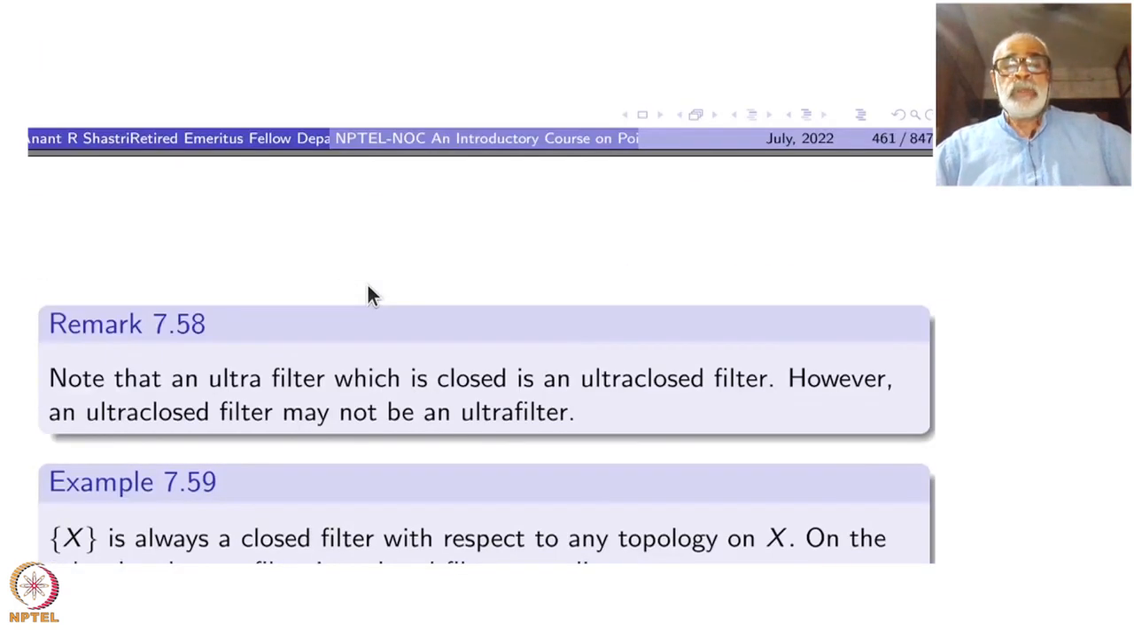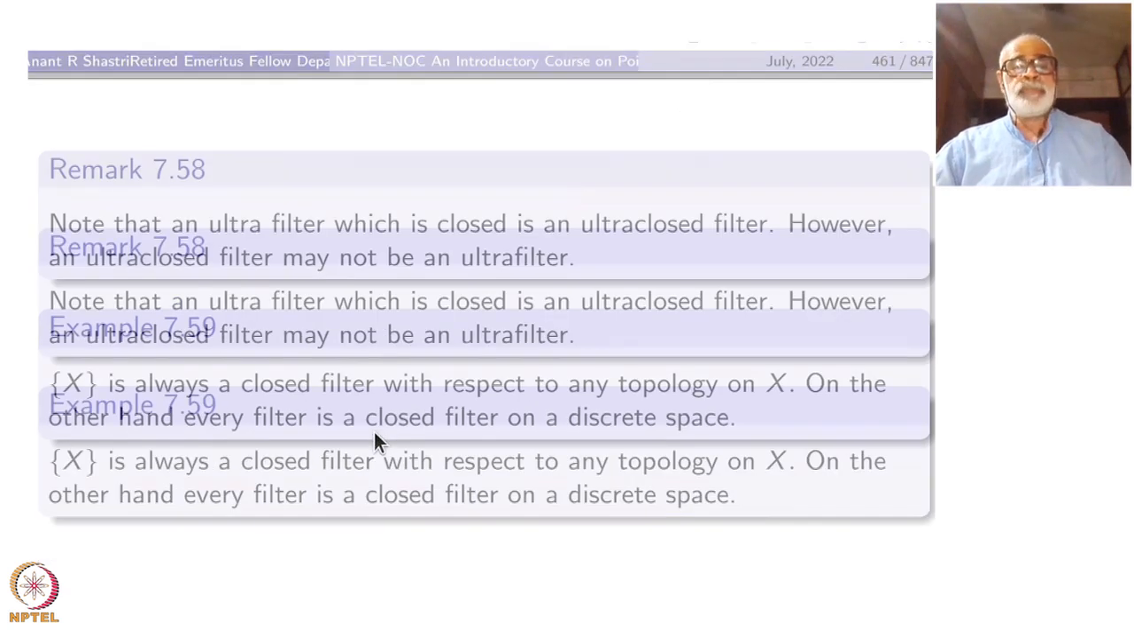Now, if an ultra-filter is a closed filter, then it is an ultra closed filter because it is already maximal in the collection of all filters. On the other hand, if you start with an ultra closed filter, this may not be an ultra filter because it is maximal only in a subclass. So there may be larger ultra filters which are not closed. This difference you have to keep in mind, that's all.